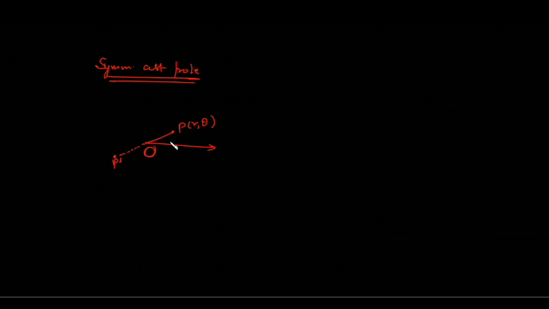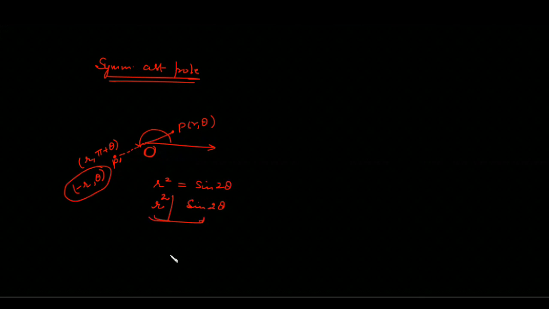Now what are the coordinates of P dash? You can take a turn this much, this is pi plus theta, and then you can reach this point. So this is r comma pi plus theta, or another way, you can move theta angle and go back the distance, so minus r comma theta. So when you substitute this point in r square is equal to sine 2 theta, you replace r with minus r, you get r square. You replace theta with theta, you get sine 2 theta. So these two are equal, your left hand side is the same as the right hand side. So this point satisfies the graph. So this implies your graph is symmetrical about the pole.